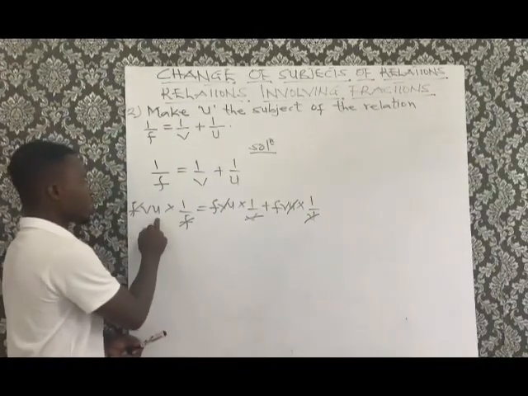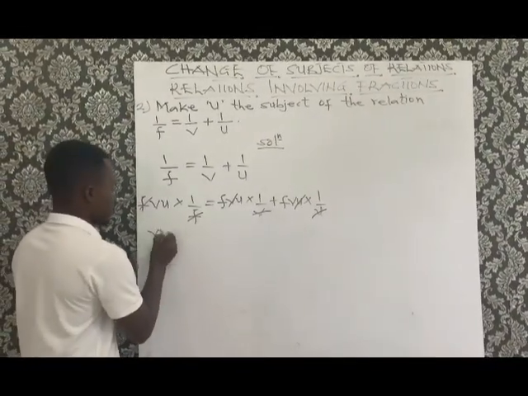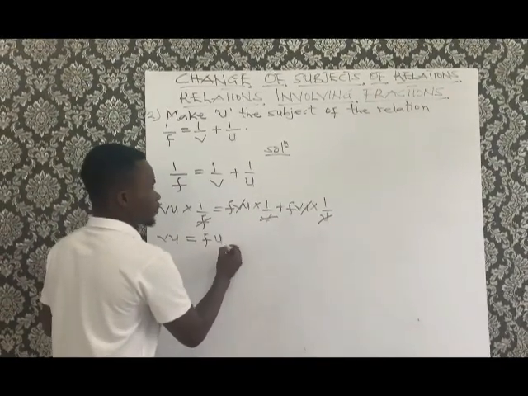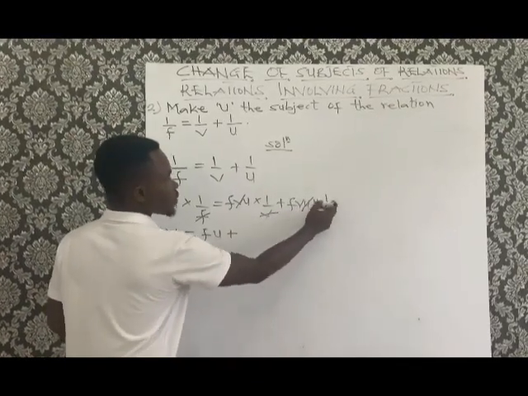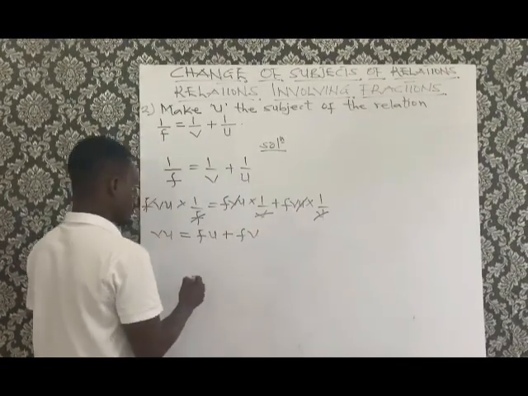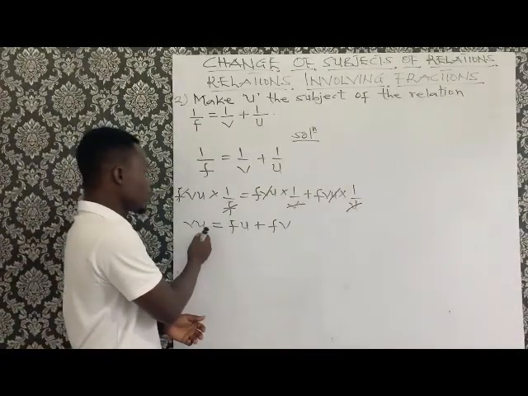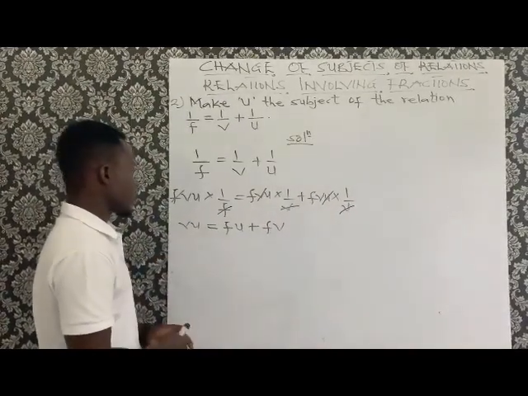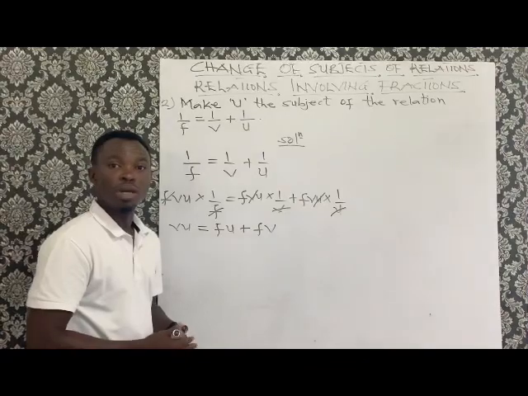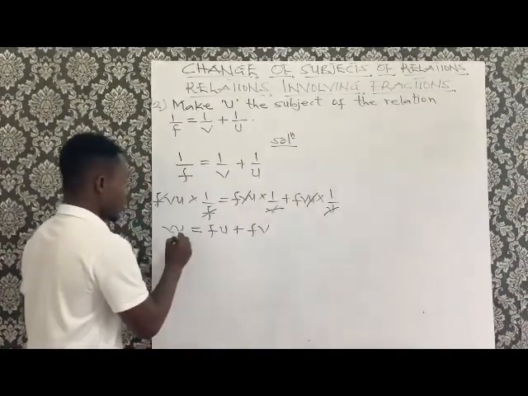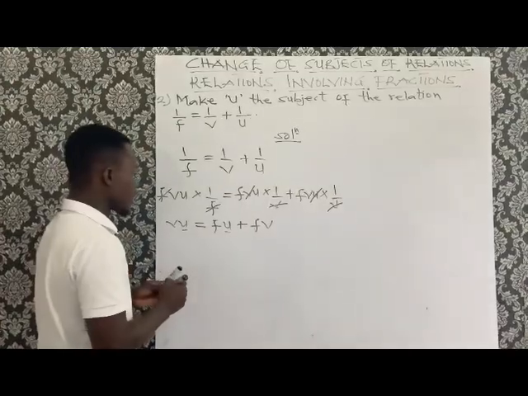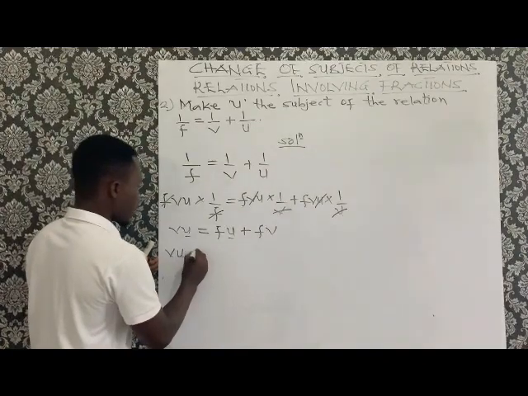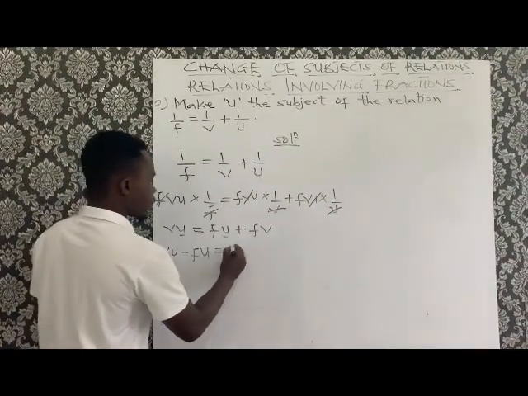Now we have VU times 1 gives us VU, equal to FU times 1 also gives us FU, plus FV times 1 gives us FV. Now we have VU equal to FU plus FV. We are to make U the subject, so we group terms containing U at one side of the relation. There's U here, there's U here, so we group these terms at one side. So we have VU, this one is crossing, so it becomes minus FU equal to FV.